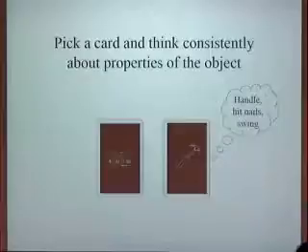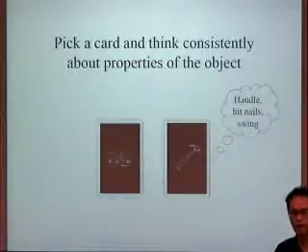I want you to pick one card and think about properties that are associated with the objects in the cards. So for example, if you pick the card with a hammer in it, you may think about what does a hammer look like? It has this handle with an iron head. What do you do with it? You use it to pound nails. How do you interact with it? You hold it in your hands and you swing it like this. Now, pick one card and think about the properties that you associate with this object.